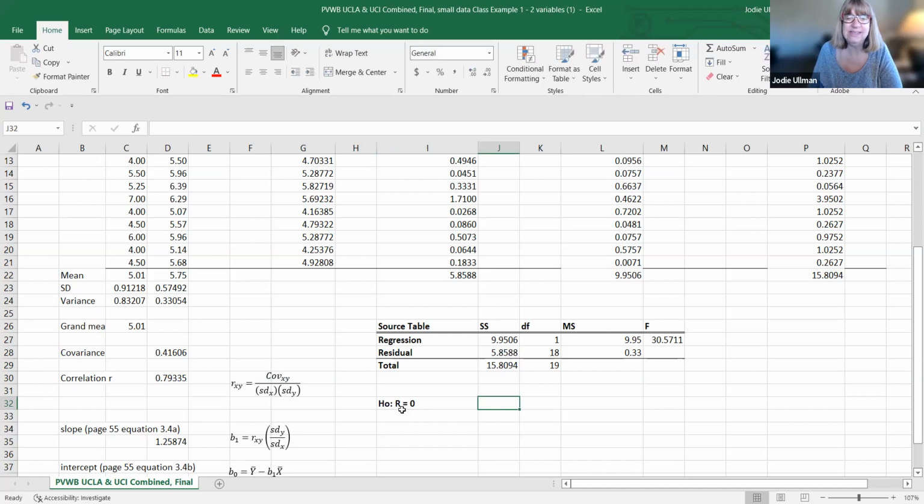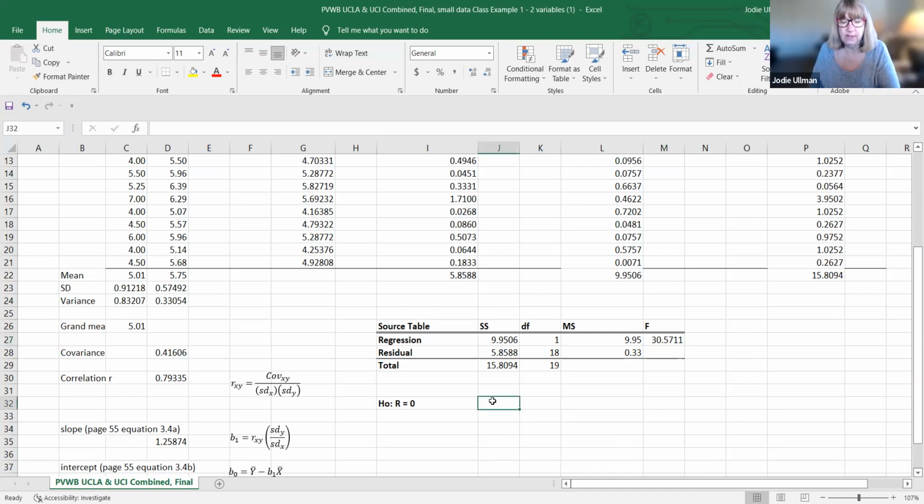Capital R is different than lowercase r. This lowercase r is bivariate. There's just two variables. Multiple R is more than two variables, except in bivariate regression. So here we're saying this F ratio is saying, is this multiple R 0 or significantly different from 0? That's the null hypothesis. So our null hypothesis of multiple regression always is, is the multiple R 0? And it's tested with this F ratio.